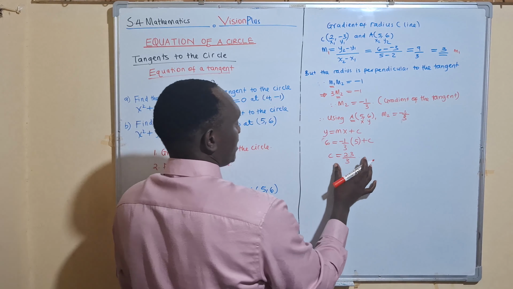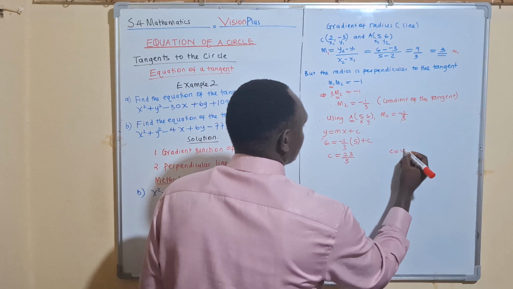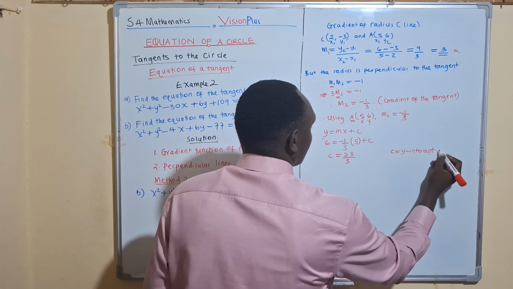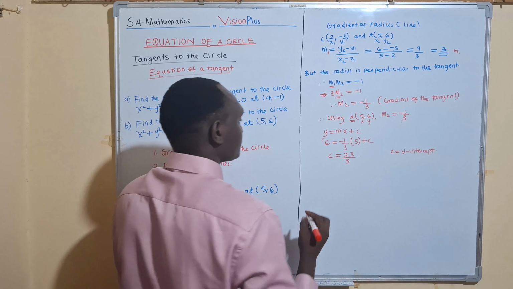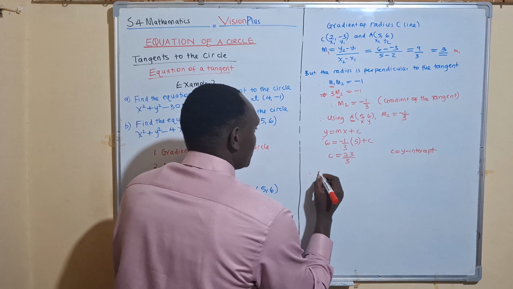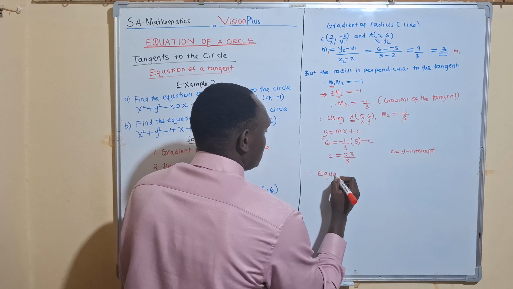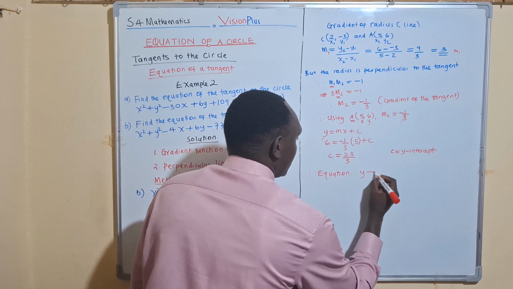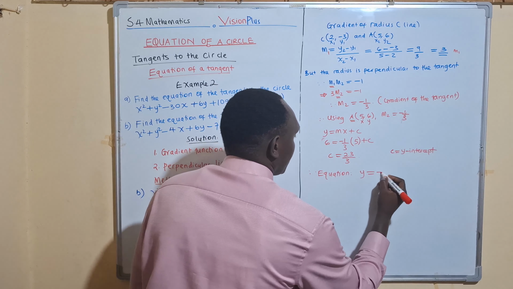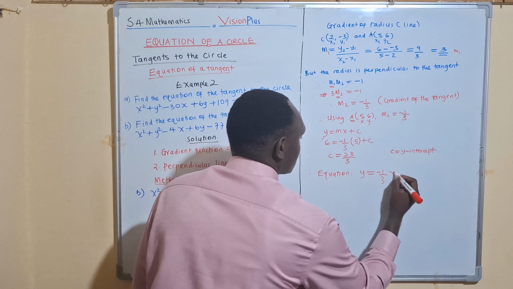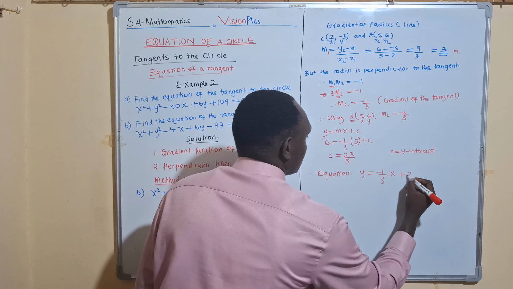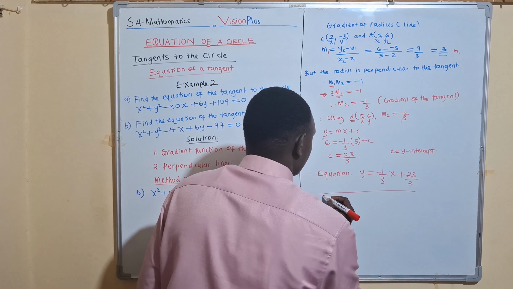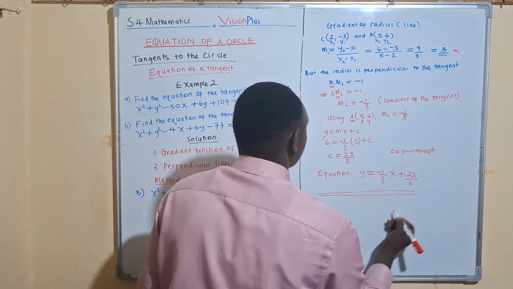After getting c, which is the y-intercept, the point where the line meets the y-axis, the equation now becomes y equals m, what is m? Negative 1 out of 3 x plus c. What is c? c is 23 out of 3. So this is the equation of the tangent in part B.